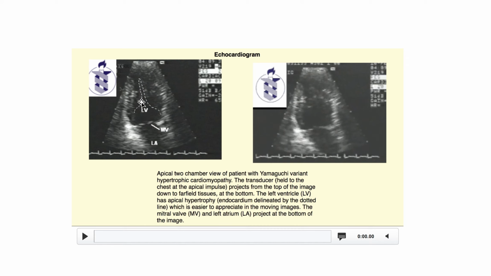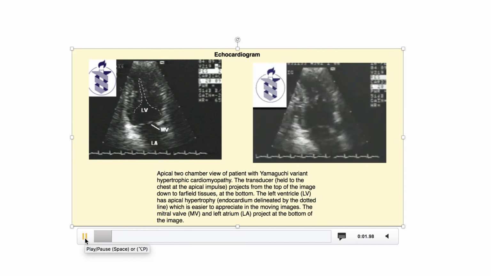The endocardium is delineated by the dotted line here, which is easier to appreciate on the moving images. The mitral valve and the left atrium project at the bottom of the image.